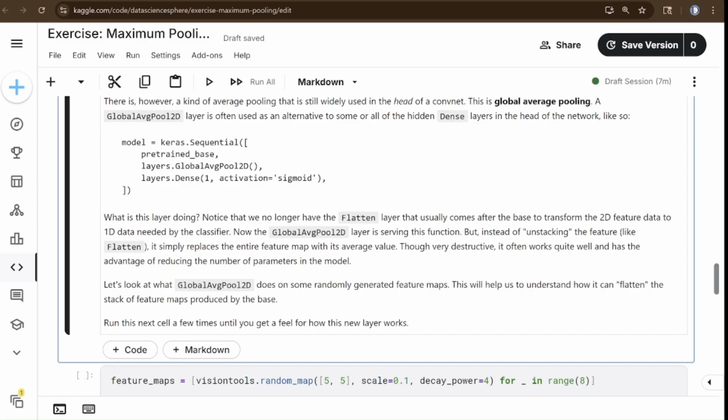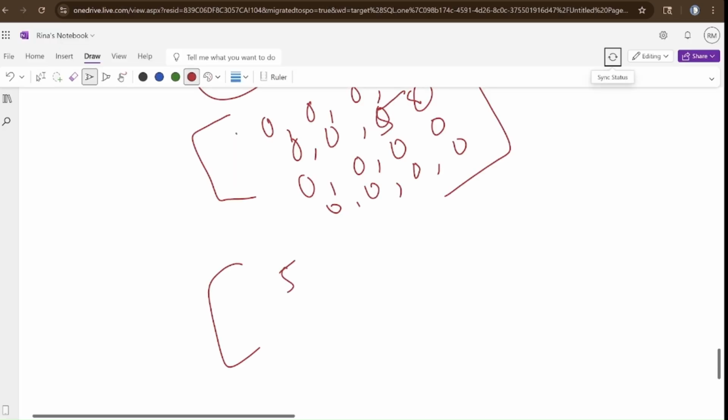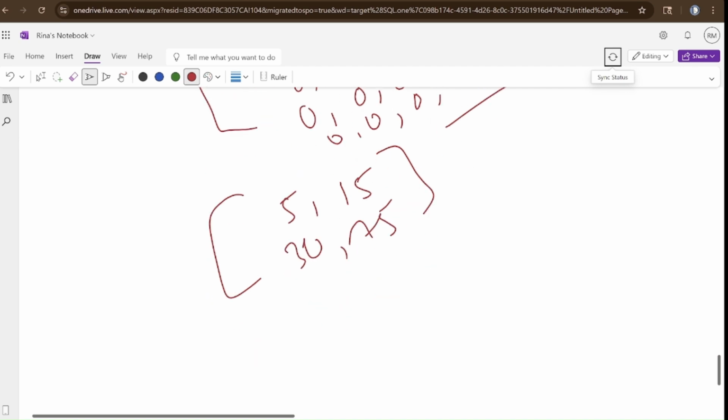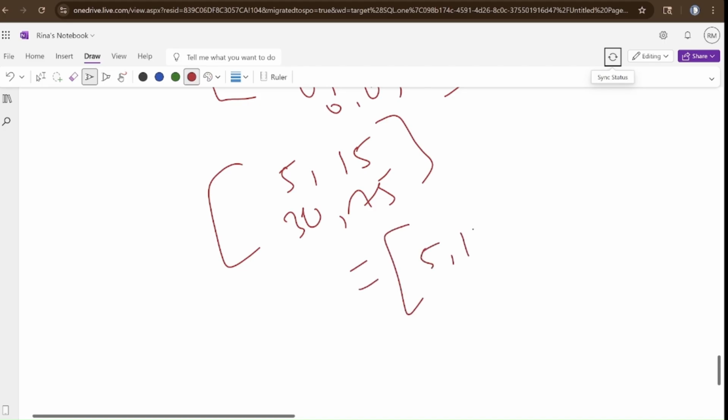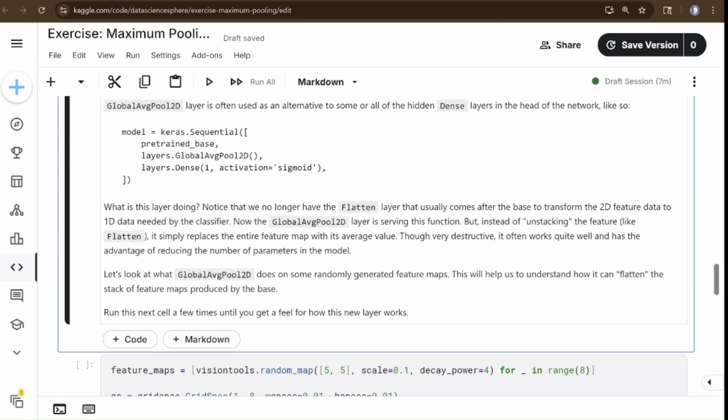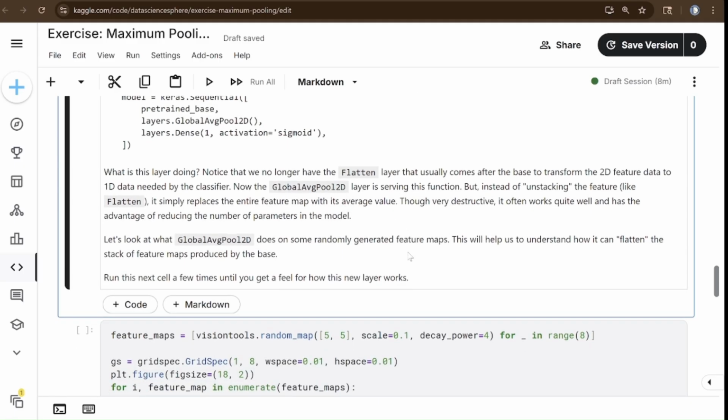Now that we don't have a flatten layer. In ANN we have used a flatten layer that usually comes after the base to transform 2D features into 1D. If you remember, let's say you have 5, 15, 30, 75. So what will flatten do? Flatten will make them one dimensional. So it will just simply become like that. This is what is done by the flatten layer. But here we don't use this flatten layer. So what do we do? We take the GlobalAveragePool2D layer serving the same function. But instead of unstacking the features like flatten, it simply replaces the entire feature map with its average value. Though very destructive, it often works quite well.